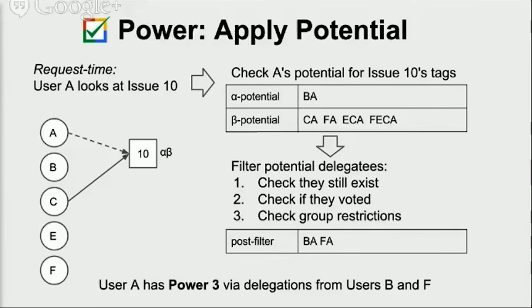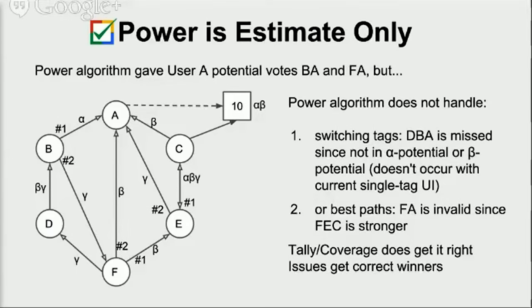Note that you can't have a path that has an invalid user anywhere in the path, like FECA, because C voted, which means that C already grabbed that vote. So F and E already gave their votes to C, so they're gone. You can't use FECA or ECA. All that's left is BA and FA, and we say your potential estimate is 3 from those two users and yourself. So this estimate has some problems.